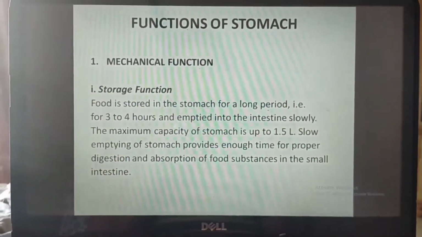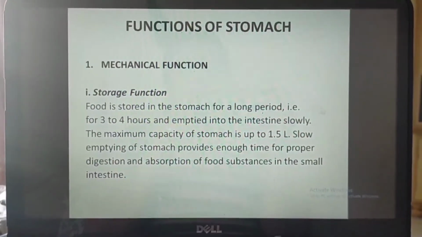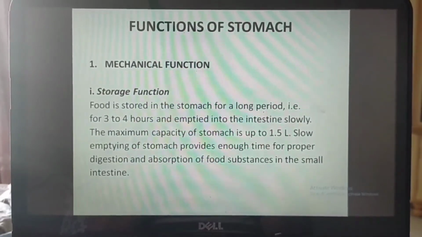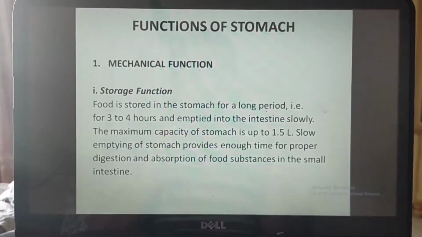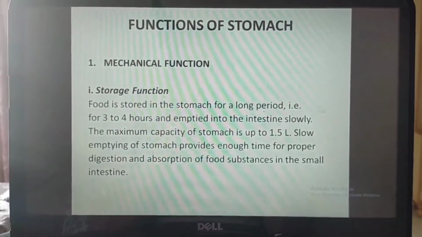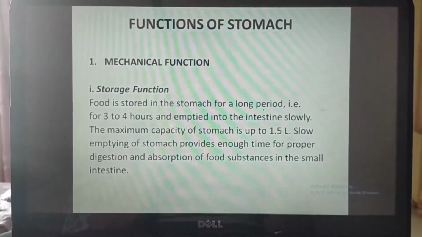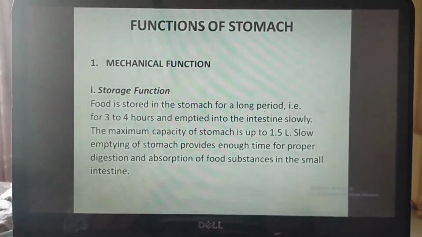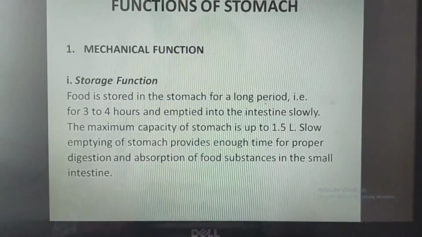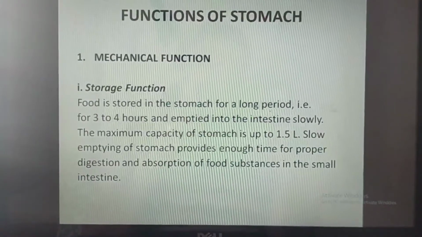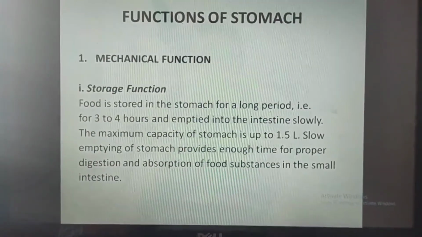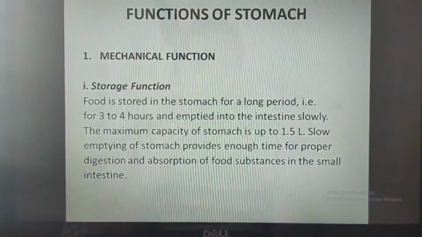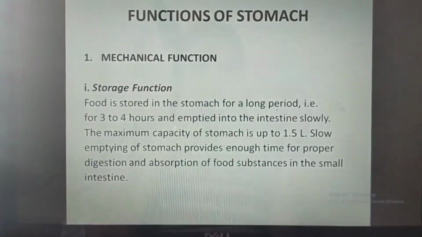Now we'll see the functions of stomach. First function of stomach would be the mechanical function. It includes many functions, like storage function. Food is stored in the stomach for a long period, for 3 to 4 hours, and emptied into the intestine slowly. The maximum capacity of stomach is up to 1.5 liter. Slow emptying of stomach provides enough time for proper digestion and absorption of food substances in the small intestine.